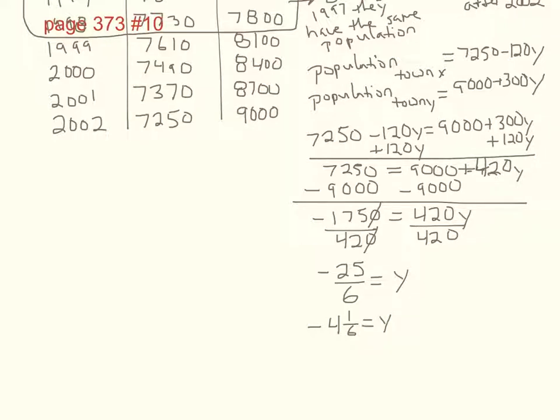So a little bit more than 4 years before 2002 they had the same population, which would be during 1997, which is the same answer that we got when we used the table. Great.